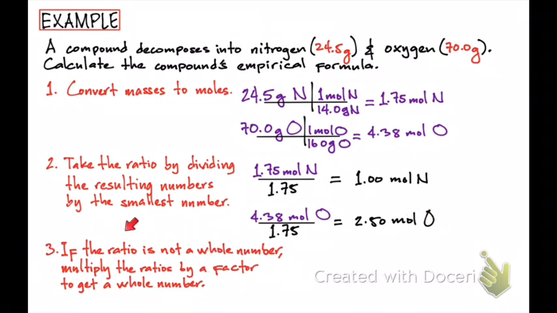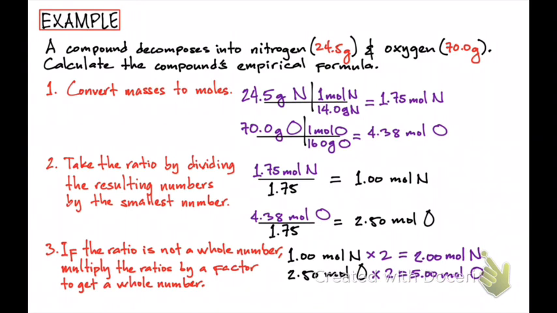And according to the third step here, if the ratio is not a whole number, then you have to multiply the ratios by a factor to get to the next whole number. When you look at the moles of oxygen here, it's 2.5, so this is not a whole number. What we can do is multiply this by 2, and we get 5, which is a whole number. And since we're multiplying this by 2, we have to do the same thing for nitrogen. So we're going to multiply both numbers by 2. Now we have 2 moles of nitrogen and 5 moles of oxygen.